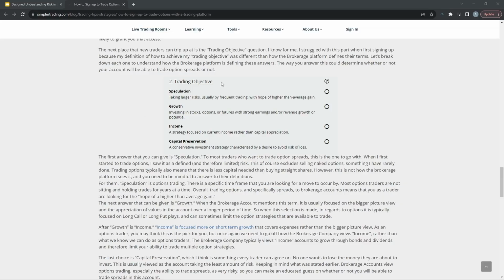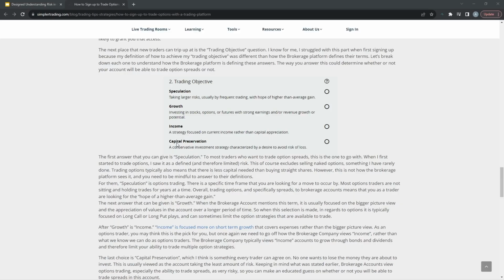For example, as you can see here from this screenshot, one of the questions that you can get asked as your trading objective is: is it speculation? Meaning you're taking larger risks, usually by trading frequently with the hope of a higher than average gain. Are you trading growth? Are you investing in stocks, options, or futures with strong earnings or revenue growth or potential? Are you trading for income? Strategy focused on current income rather than capital appreciation.